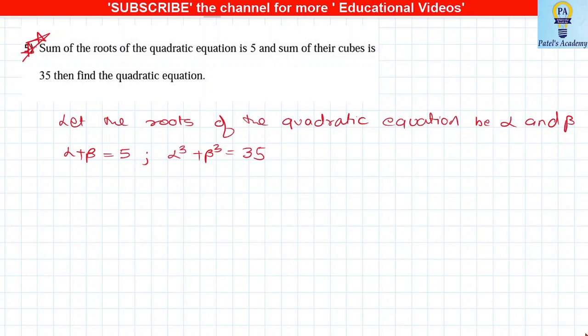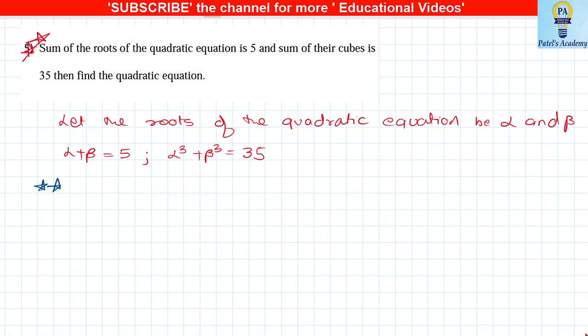Now the question is to find out the quadratic equation. First let us start with alpha cube plus beta cube equal to 35, that is a cube plus b cube. Now see the identity I'm using.